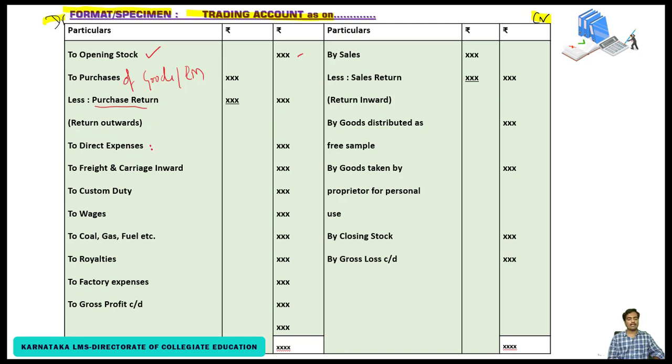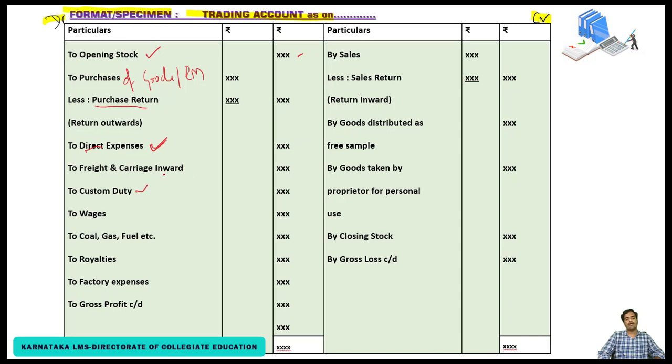And next we are going to record direct expenses. Direct expenses means all those expenses which are incurred for purchasing the raw materials or production of the goods. Whatever expenses are incurred for buying raw materials or producing goods, we call them direct expenses here. And freight and carriage inward, that is related to the raw material purchase. So when raw materials or goods are purchased, whatever freight charges or carriage inward there are, we record them here.